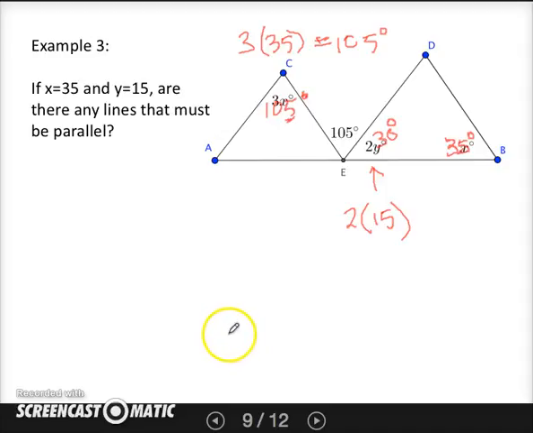Looking over this information, I noticed something right away. 105 and 105 are congruent, are equal measures. So this angle here, angle ACE, is congruent to angle CED. Are these two angles anything in relationship to two lines and a transversal? Well, let's see if there's a transversal first of all. This line CE does connect the two angles. So this could be a transversal.